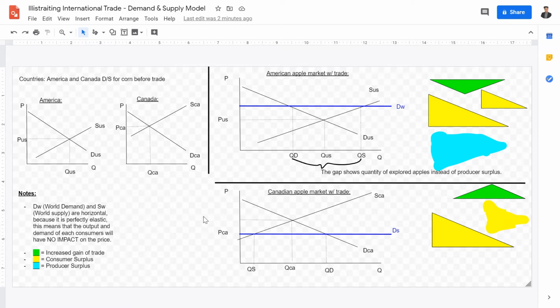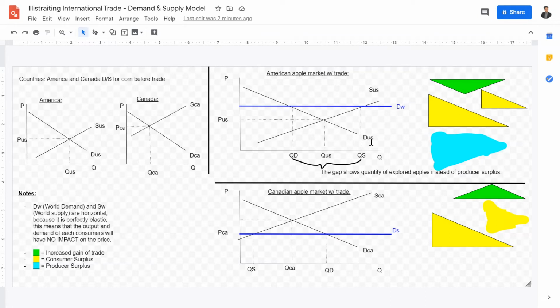So this is what the diagrams look like in two isolated economies where trade is non-existent. However, what does it look like when trade occurs? Let's look at this example that I've highlighted right here. This is the American apple market with trade.